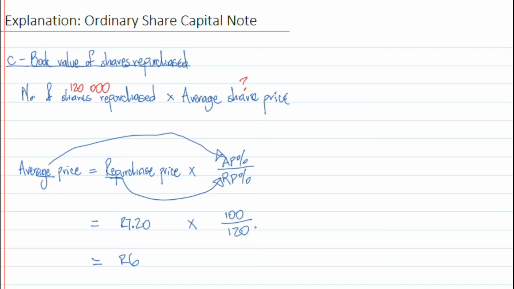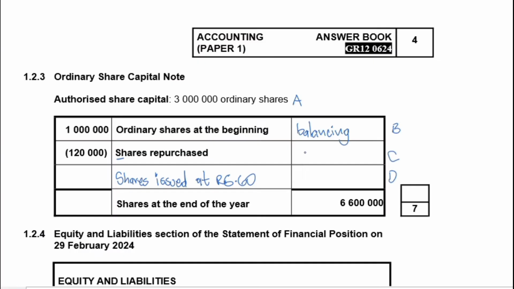So now we can calculate the book value of the shares that were repurchased as 120,000 shares multiplied by the average price of 6 rand equals 720,000 rands. And we must put that figure in brackets because we are repurchasing the shares. Therefore, our share capital is decreasing.